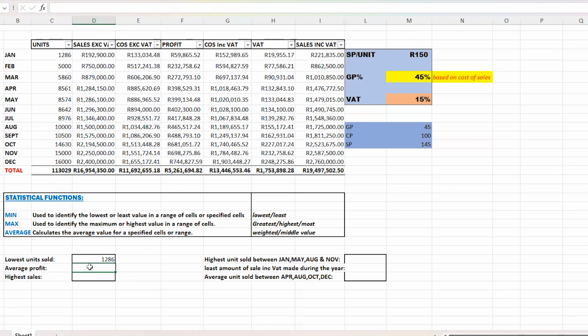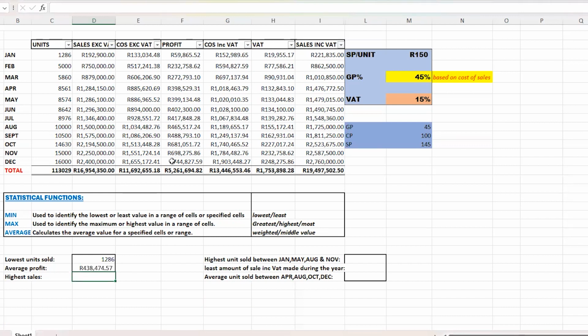Okay, the next one, say let's find the average profit. I'm working now with profit. I want the average profit, or rather the middle value like we said, or rather the weighted value like we said. So we're going to say equals to average, right, open brackets, and then I'm going to select again the whole range. So I'm going to go to my profit starting from F4 colon all the way to F15, and then close my bracket and enter.